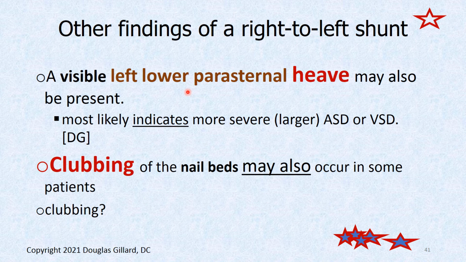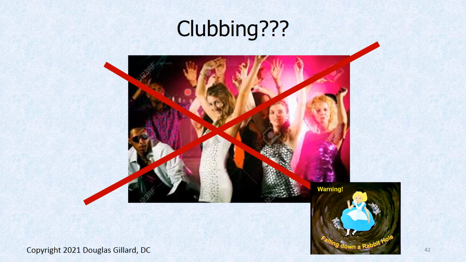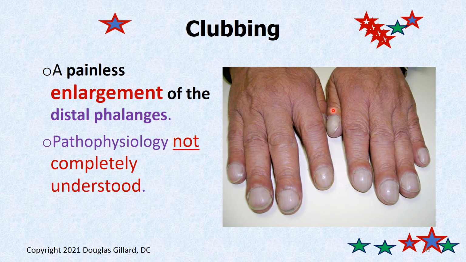You can look at their nails, and they might have clubbing of the nails. Do you know what that is? Clubbing. No, it's not the 70s clubbing, which I used to do back in the day. This kind of clubbing. So we've talked about this, I think, haven't we? But if not, look at those fingernails. They look like little clubs. And it's painless. It's an enlargement of the distal phalanges.